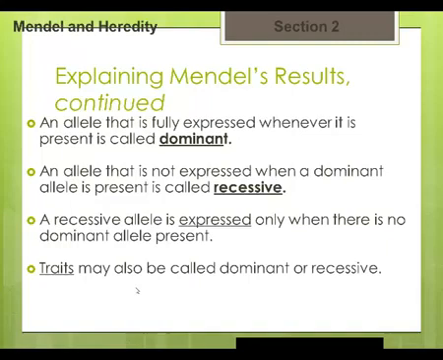Okay, so a recessive allele is expressed only when there is no dominant allele present. You have to have two recessive alleles in order to have a recessive allele to be expressed. And then traits may also be called dominant or recessive.